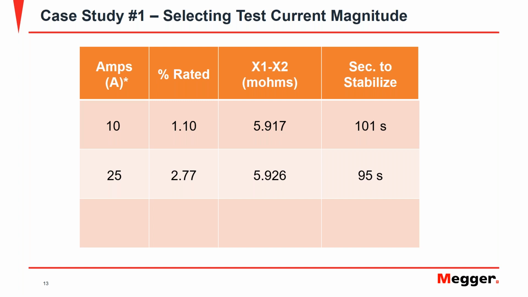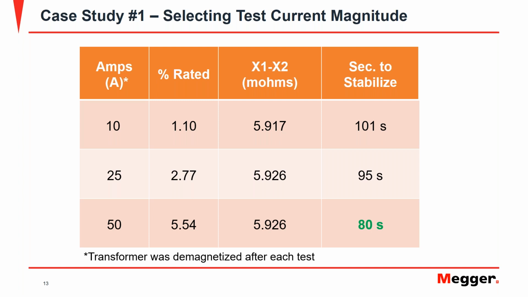So you can see that there was a slight drop in the amount of time it took for the reading to stabilize, but it wasn't a lot. It was about 6 seconds. Now we did this exercise for a third time. In this case, we selected an even higher current of about 50 amps, and we measured almost identical resistance values of 5.926 milliohms again. But you can see that there was a significant change in the amount of time it took to stabilize the reading. It went from 95 seconds to about 80 seconds. When you compare that 80-second value with the very first measurement of 101 seconds, where we used 10 amps, you can see that the time it took dropped down by 21 seconds.